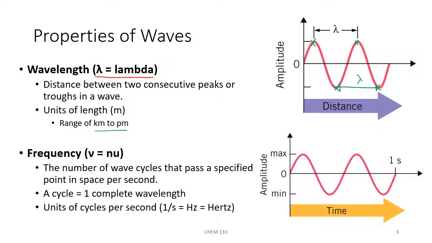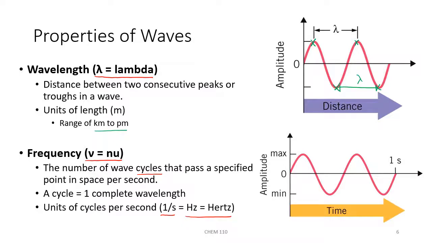Another property of waves is their frequency. Frequency is described with the Greek letter nu. The number of wave cycles, or oscillations, that pass a specified point per second is described as the frequency. One cycle is one complete wavelength. Frequency is measured in units of cycles per second. Therefore, the units are inverse seconds, which would be 1/seconds, and that is equivalent to a hertz with the abbreviation Hz.